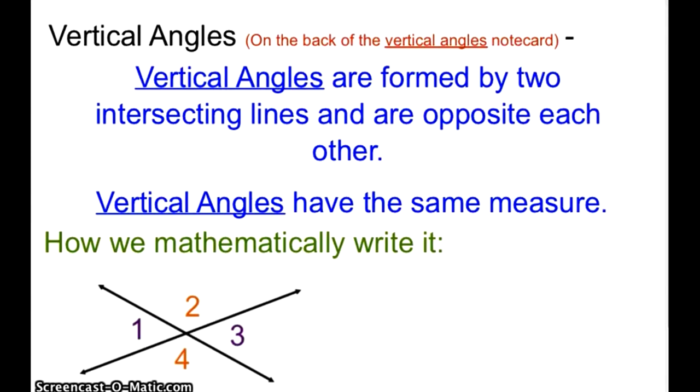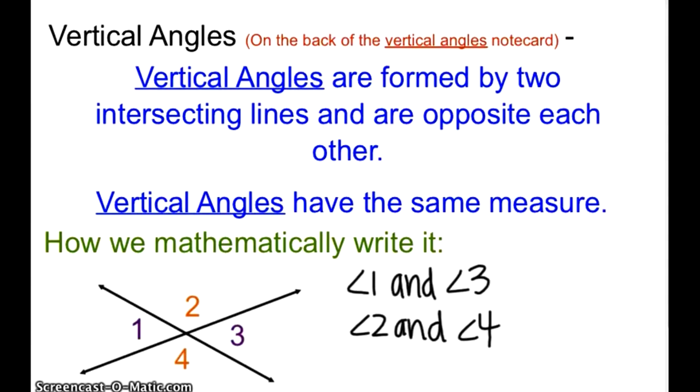The next one, vertical angles. On the back of the vertical angle card, you're going to write the definition. Vertical angles are formed by 2 intersecting lines and are opposite of each other. So vertical angles have the same measure. How we write this mathematically is that we're going to write angle 1 and angle 3 are vertical angles. Angle 2 and angle 4 are vertical angles. That's why in my picture they are the same color. Notice that I didn't write "our vertical angles." If the question asks what are the vertical angles, all you have to do is write angle 1 and angle 3, and angle 2 and angle 4.